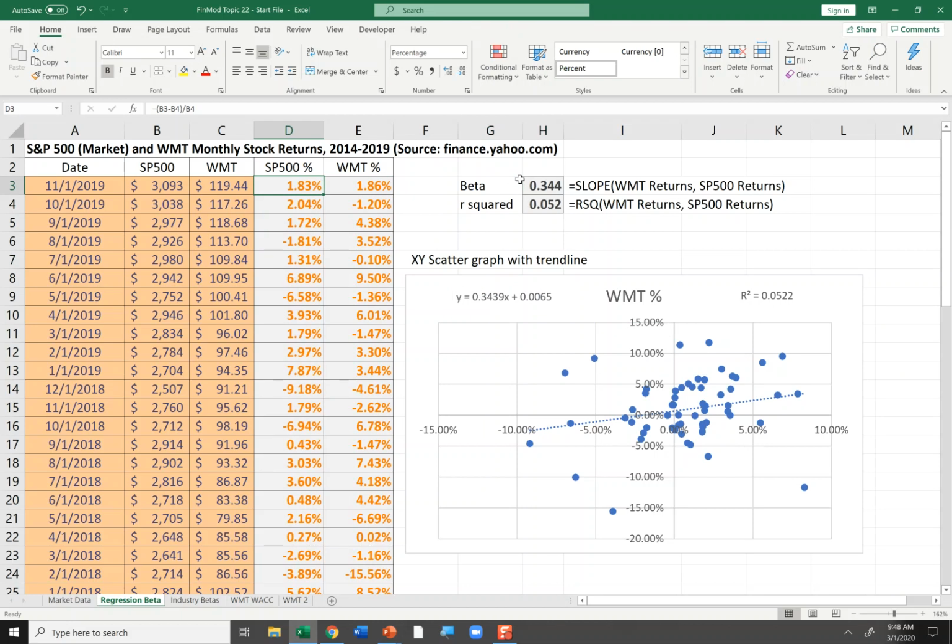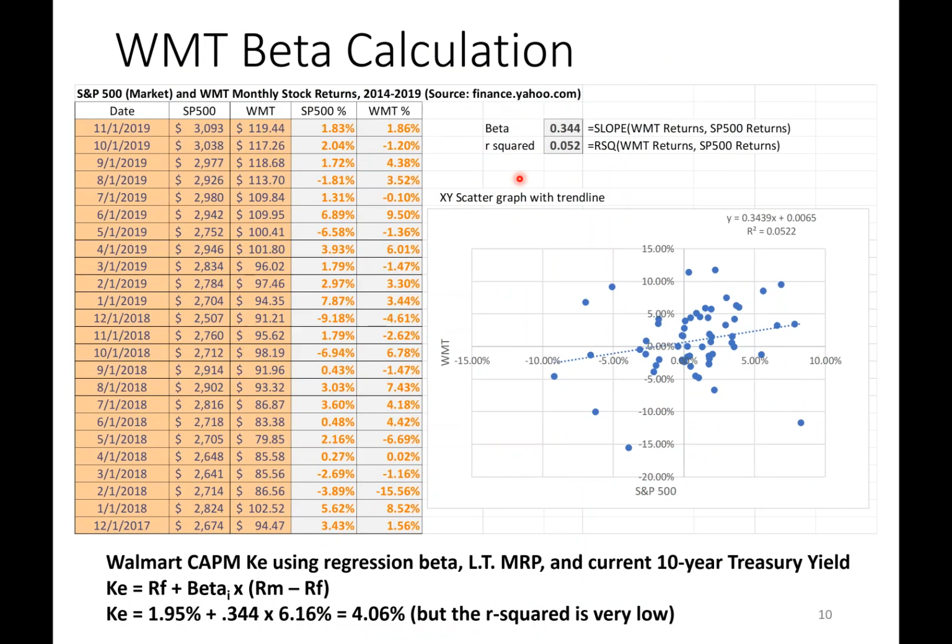Now in theory we should be subtracting the periodic risk-free rate from both of these, but it's common practice, from my experience, to sometimes just drop that and not do the regression of excess returns of the market and excess returns of the stock, and it has very little effect. But in theory, we should be doing that. We should be subtracting the periodic rate of return on, say, bonds from both of these. So, I've got my beta of Walmart of 0.344.